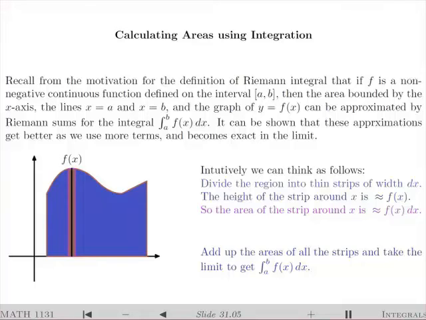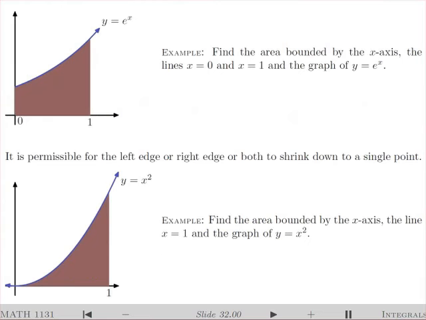Welcome. Last time we saw an intuitive justification of why we can calculate areas of region bounded by two vertical lines, the x-axis and the graph of a function, by integrating the function itself over that interval given by the two vertical lines. Now we are going to look at some examples of this. For now we will limit ourselves to positive functions. We'll worry about what happens in general later on.